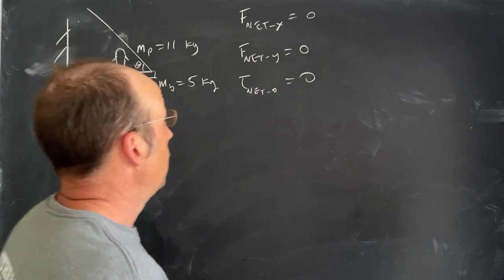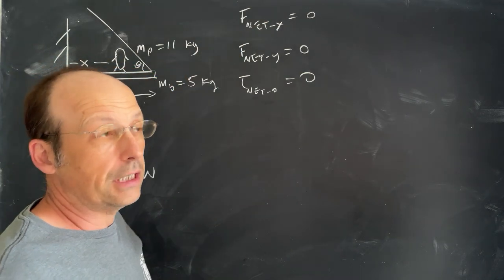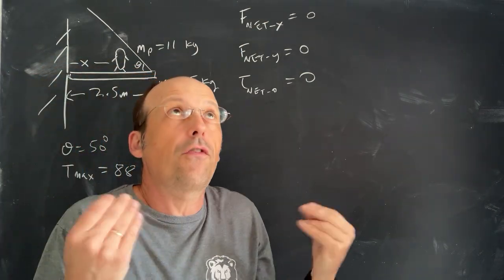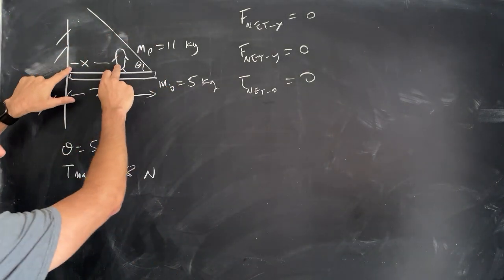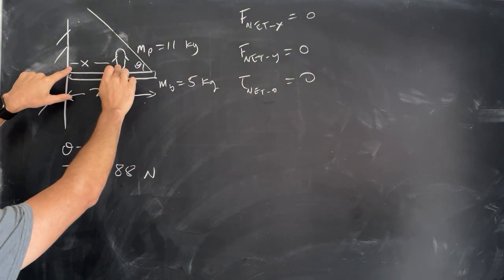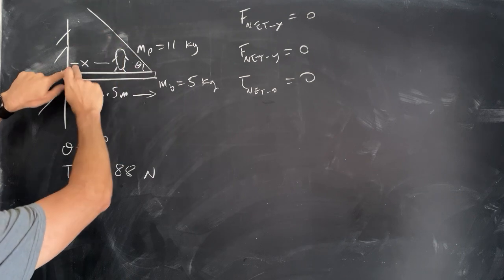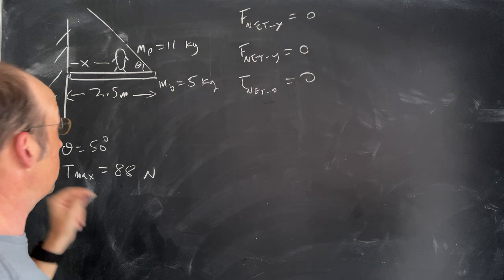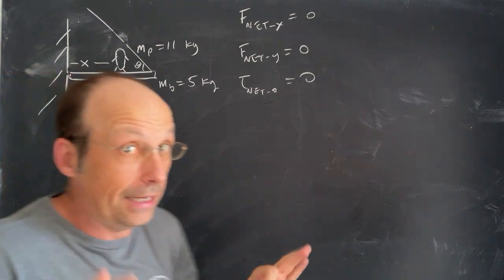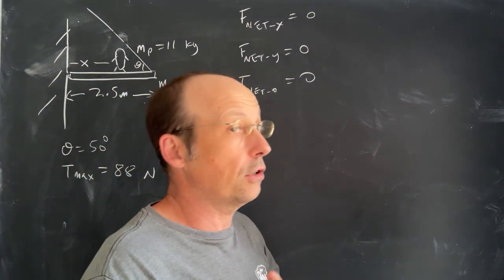Okay. So I have those three equations, and what am I trying to find here? I'm trying to find that distance x. I'm trying to find it because as that penguin moves further and further out, the tension in this string is going to increase, and at some point it's going to get to 88 newtons, and that's the breaking point. So we want to use that to solve for x.